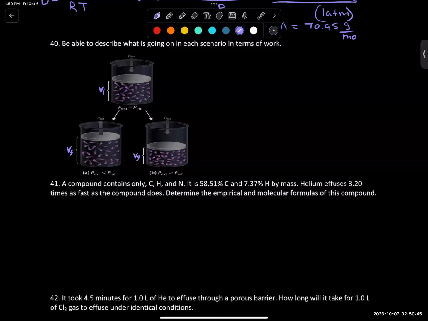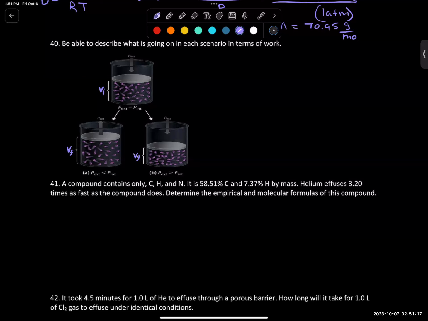Yes, on A, the volume's getting larger, right? So going back to our balloon analogy, when the balloon's getting larger, is the gas doing positive or negative work? Yeah, so the gas is doing work on the surroundings, right? Therefore, the gas is losing energy, therefore negative work.